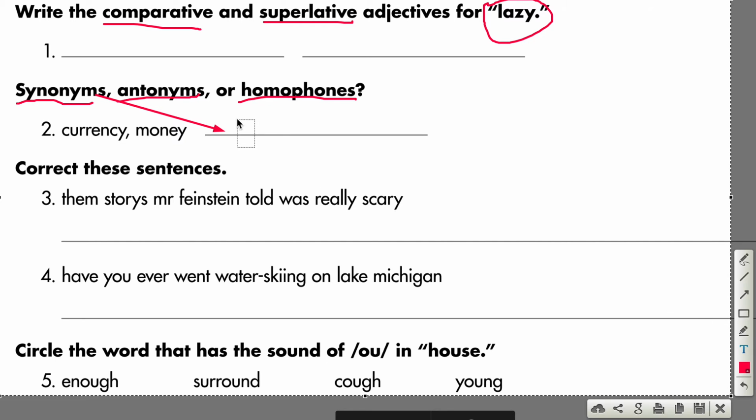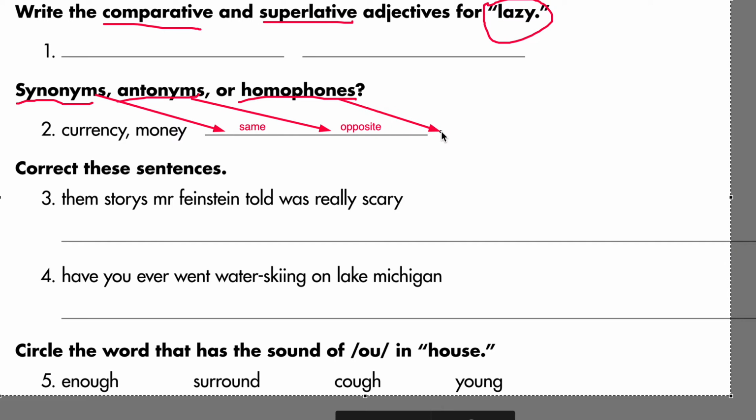Synonym means same. Okay? Now, an antonym, I'm going to draw another arrow. Antonym means opposite. Okay? One more arrow for you. And a homophone is when a word sounds the same but is spelled differently and means something different.